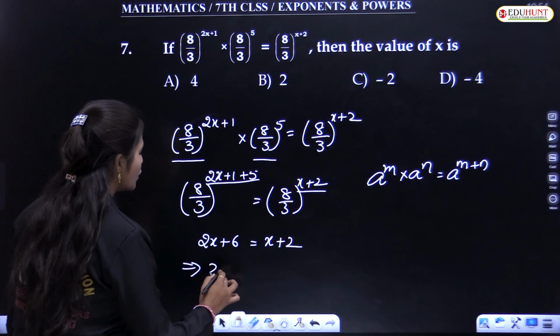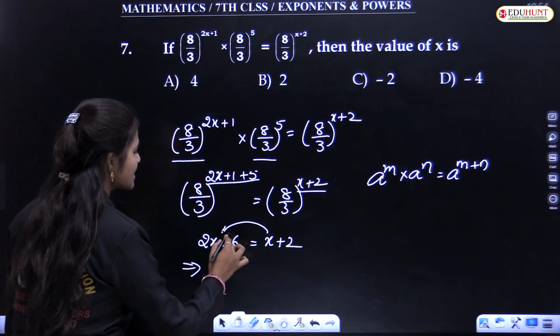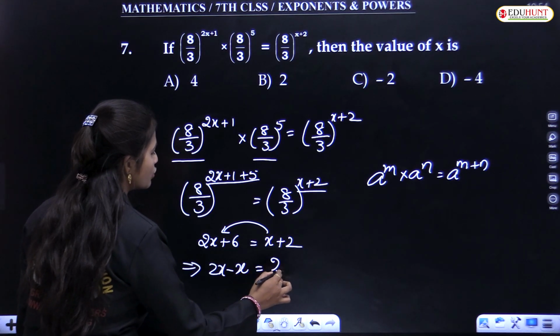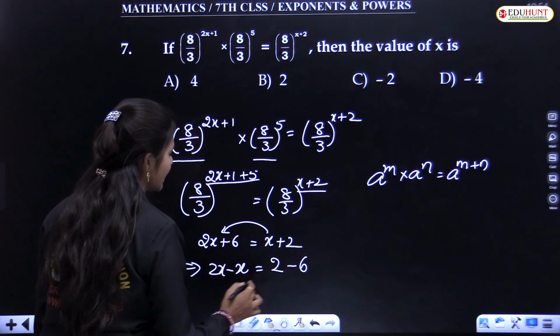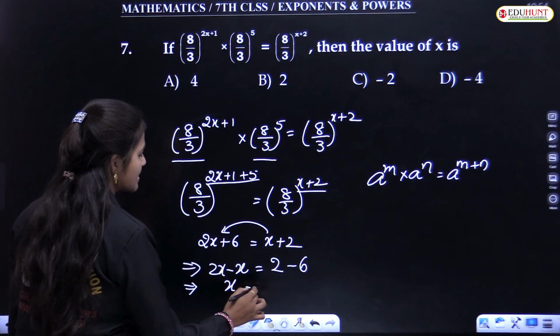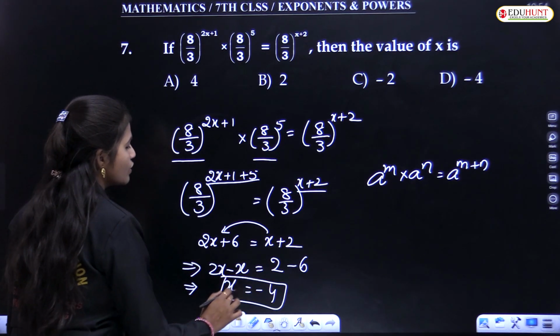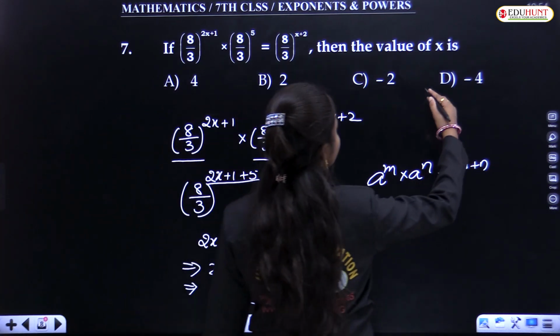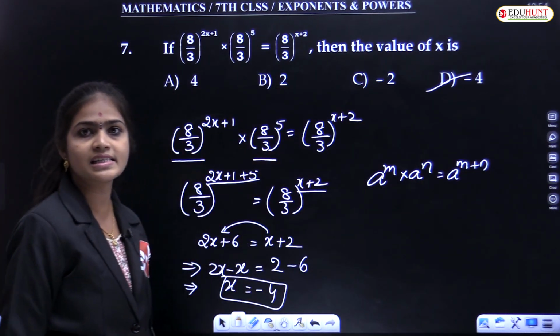So here 2x, when you transpose that x term to the LHS, it becomes minus x, which is equals to 2 plus 6 becoming minus 6. So which is equals to 2x minus x. x is equals to minus 4. So we got here x is equals to minus 4. So which option is correct? Yes, option D is correct.